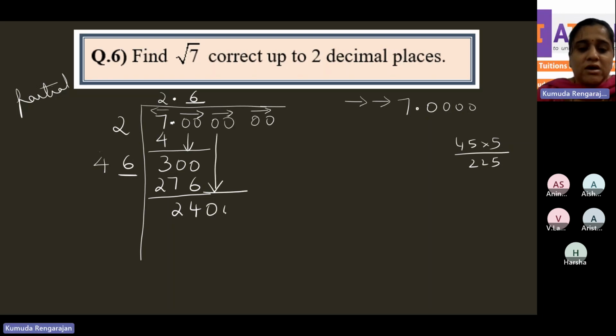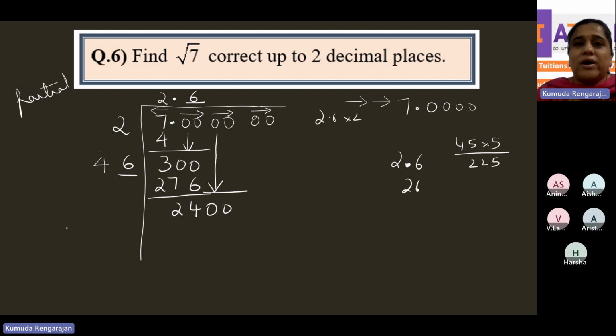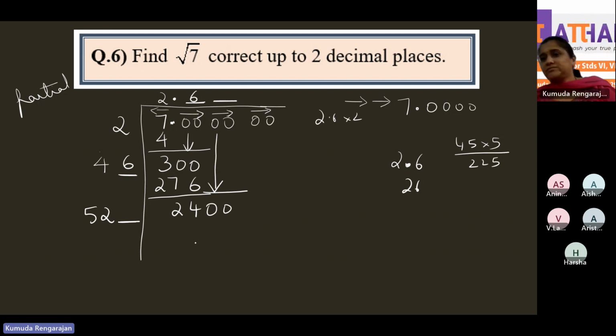After the remainder, again bring the next pair down. You don't have to place the decimal point again. Once we place it, that's it. Double the quotient. Now, how do you look at the quotient? Don't see the quotient as 2.6. Ignore the decimal point. 2, 6, 26, into 2, 52. It's not 2.6 into 2. Don't write 5.2. Ignore the decimal point in the quotient. Again, whatever digit you place here, you must place the same digit here. Now tell me, what can it be?